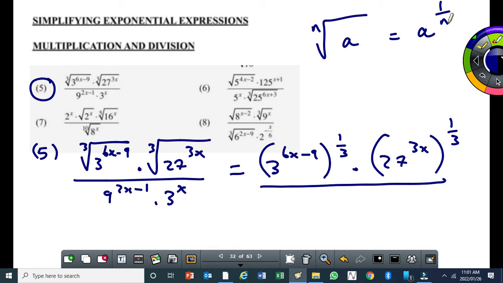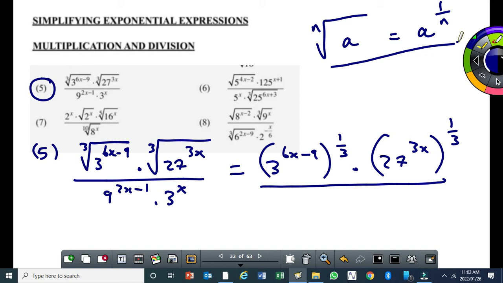But wouldn't it be equal to exponents of 3 is 6? No. You see, if I were to ask you to explain what this means, it means find the cube root of 3 to the power of 6x minus 9. The cube root of 3 to the power of 6x minus 9 is the same as 3 to the power of 6x minus 9, all raised to the power of a third. It comes from here. Have you ever seen that before? Last year we did that.